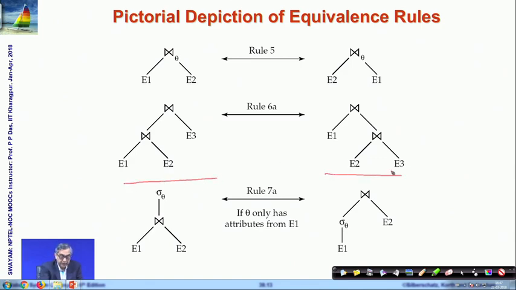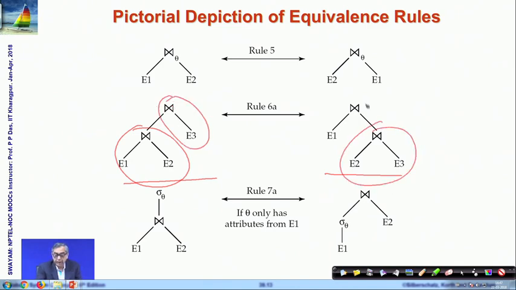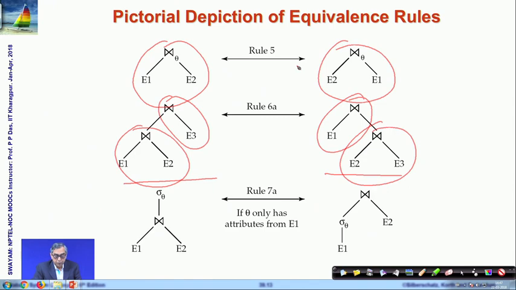Here what you are saying is, first you do E1 join E2 and with the result you join E3. Here you are saying first you do E2 join E3 and then you join with E1. So, this is basically associativity. This basically is commutativity of theta join. We will often draw them in such forms of parse trees and show the equivalence. That becomes easy to understand.